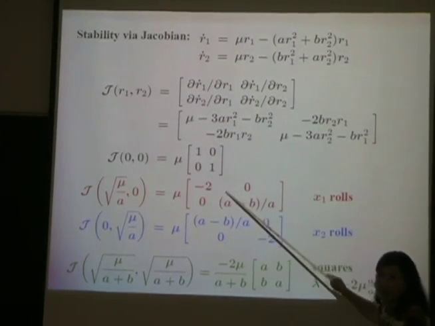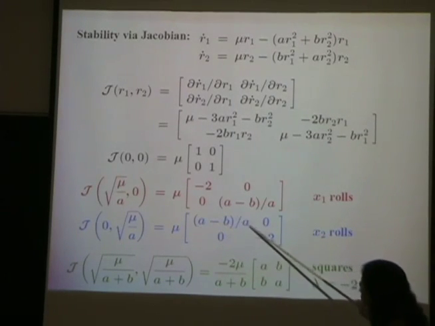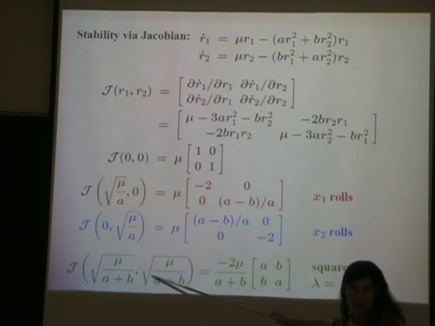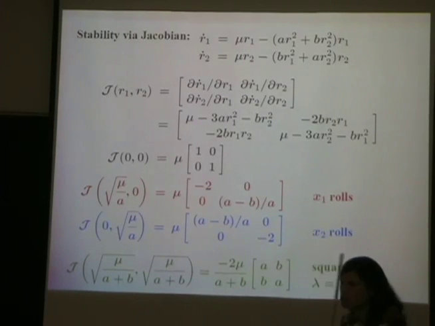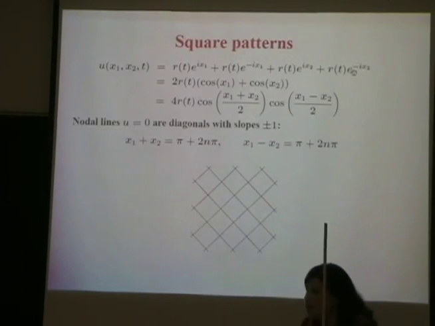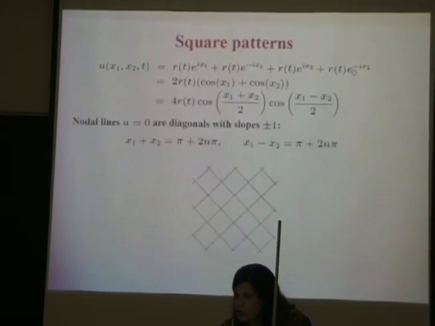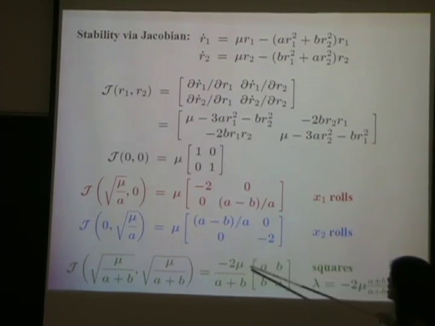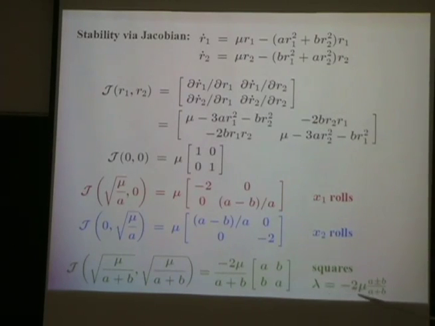So the eigenvalues are, again, obvious, they're here, but they're different. Of course, the other one has the same eigenvalues, but switched. And then finally, we do it for the mixed state, the square state. We plug in these values, mu, square root of mu over a plus b, which is what we found over here for r. We plug in those values for R1 and for R2, and we get that our matrix is a scalar multiple of A, B, B, A, and the eigenvalues here are this.